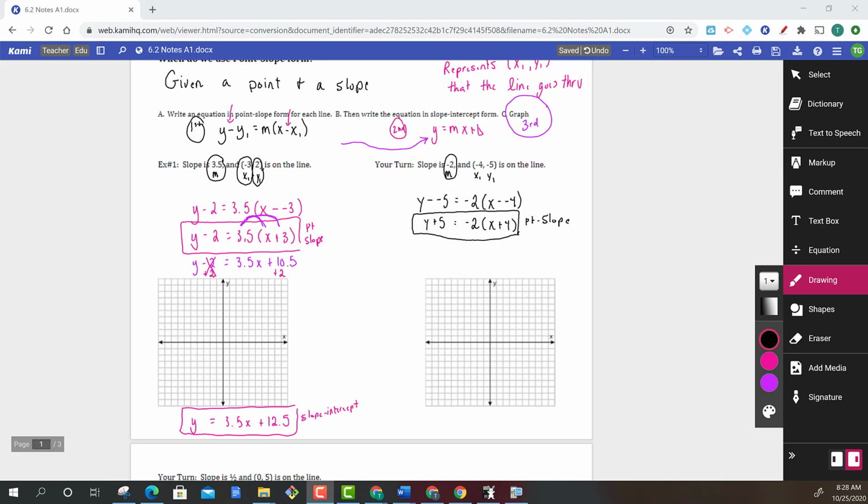So there's the answer for point-slope form. And then here in just a few seconds, I'm going to write the answer in slope-intercept form. So distribute the -2 as your first step. Pause the video if you'd like to try it on your own first. And then there's the answer in slope-intercept.